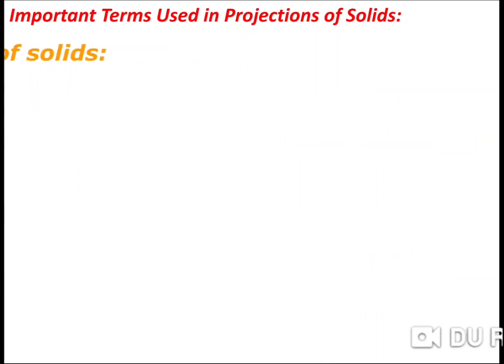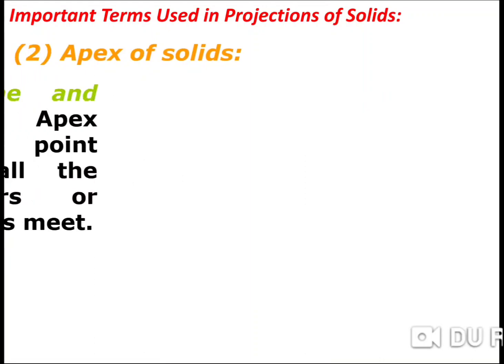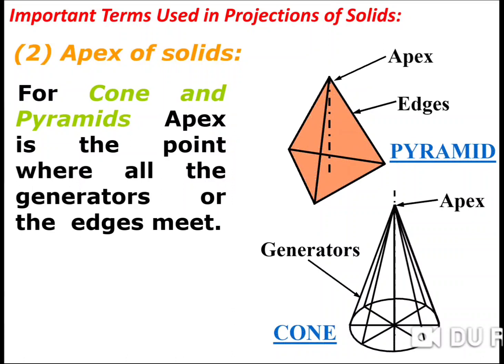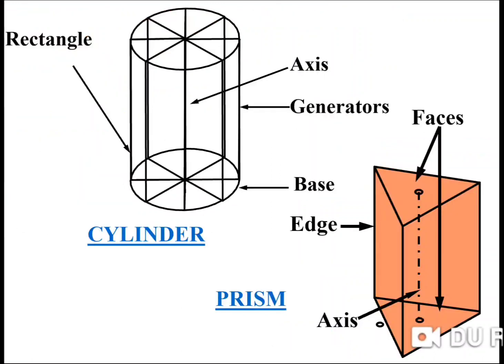Important terms in projection of solids. Apex of the solid: a cone and pyramid. Apex is the point where all the generators or the edges meet. Here both the triangular pyramid, apex, edges, and generators in the cone, apex are shown. Here the cylinder and prism are shown: top face, bottom face, edges. The vertical straight line in a cylinder we call a generator, here we call edges.